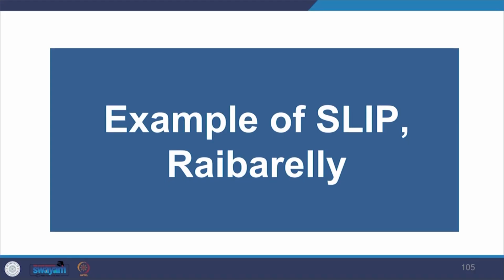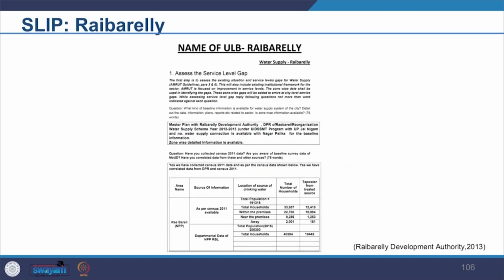Now, we will look at the example of SLIP, and that is from Raebareli, Uttar Pradesh. So, we see this is the example of the Service Level Improvement Plan, SLIP, which we see here. So, how they have provided and how they have given the present status of all these services, what benchmark they have, and what kind of service they are looking at. So, with regards to water supply, with regards to metering connections and non-revenue water and so on.